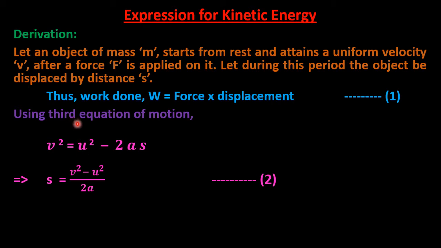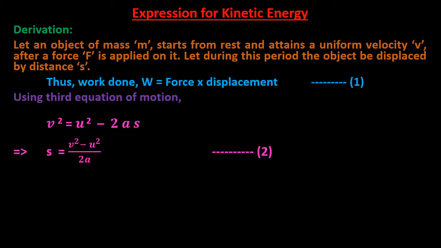We shift u square to the left and divide by 2a, and then we get s equals v square minus u square by 2a. Let this be equation number 2. So using the third equation of motion, we have got an expression for the displacement or distance. We are going to replace this later in equation number 1. But still we don't have the expression for force.